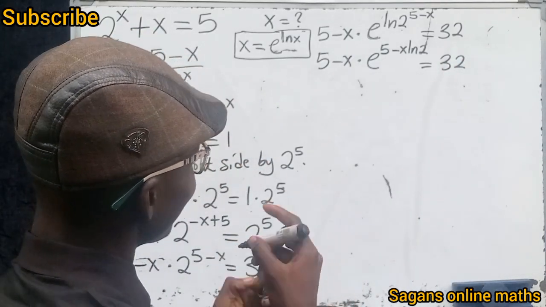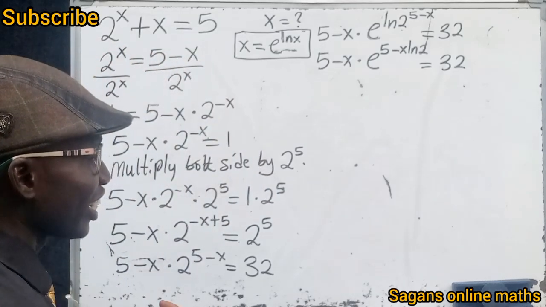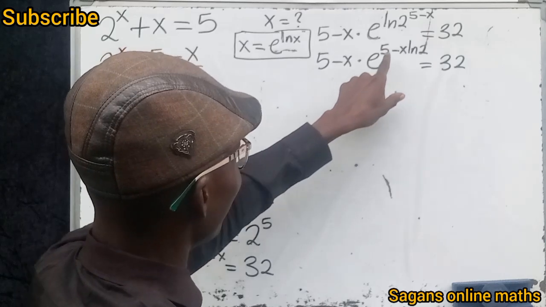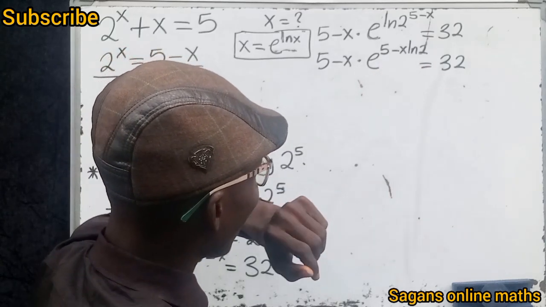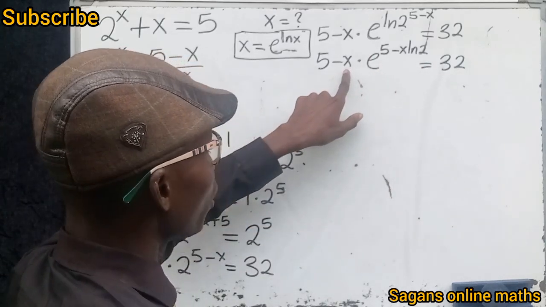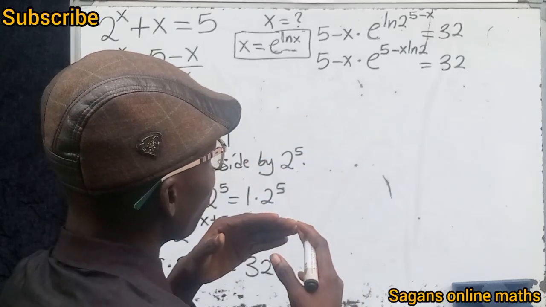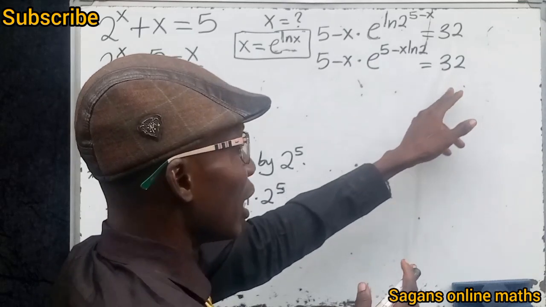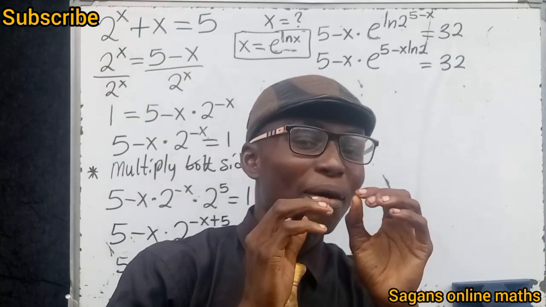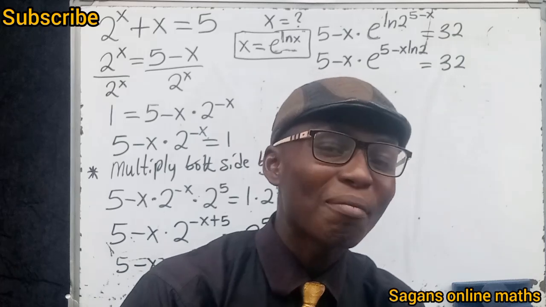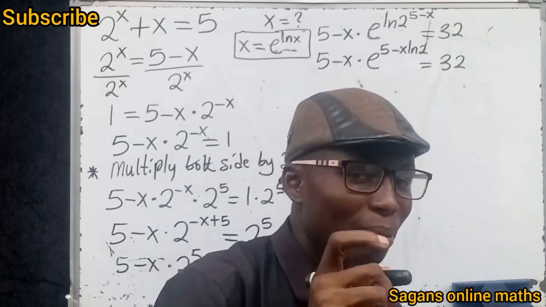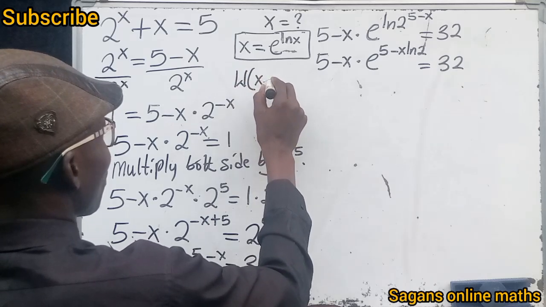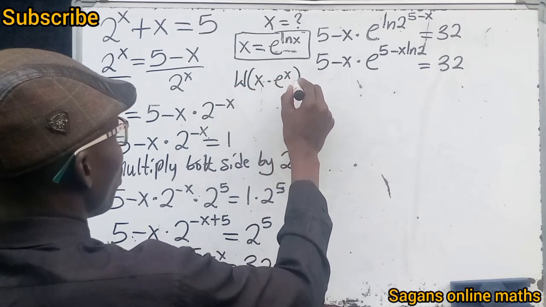Now you can still observe something here, that there's something changed. Here we are having 5 minus x multiplied by e raised to the power of 5 minus x ln 2, and here we are now having ln 2. Why are we concerned? Because I know you'll be wondering why I'm always concerned about whether I have to add it to this or to this. The reason is that I'm looking for a way to apply the Lambda W function. Remember that the Lambda W function of x multiplied by e raised to the power of x is always equal to what?